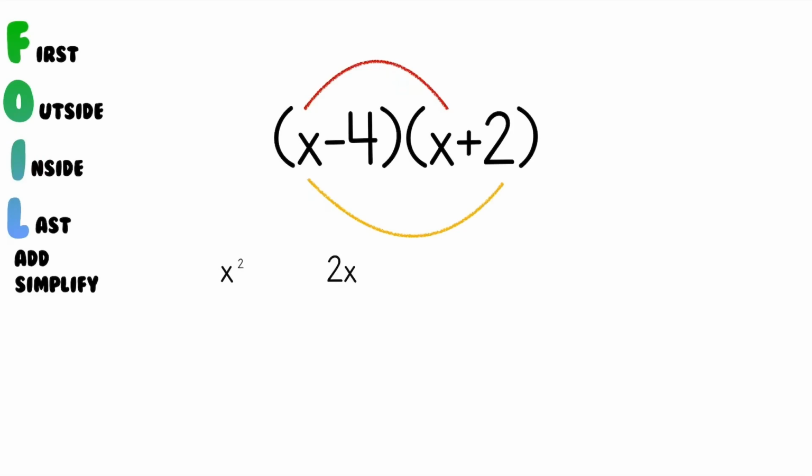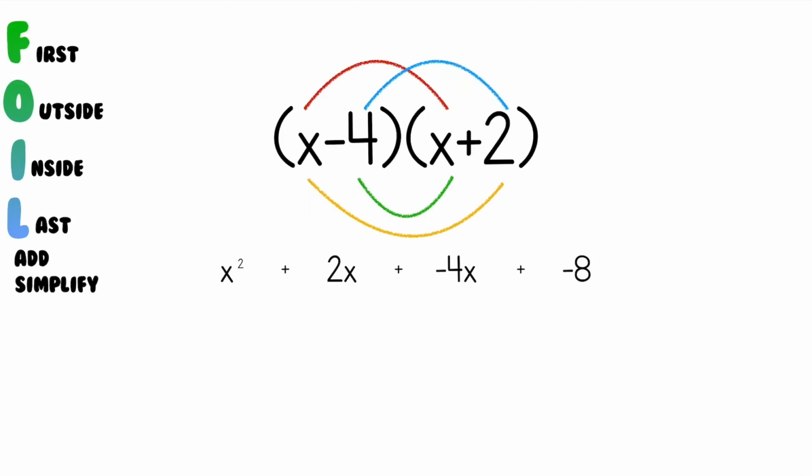Then we have I for inside, so we'll multiply negative 4, we need to include the minus sign, so negative 4 times x, which is negative 4x. And then, last but not least, we have L for last, so we're going to multiply the last two terms together. Negative 4 times positive 2 is negative 8. And then we have to add everything together, just like this. And now it's time to simplify.